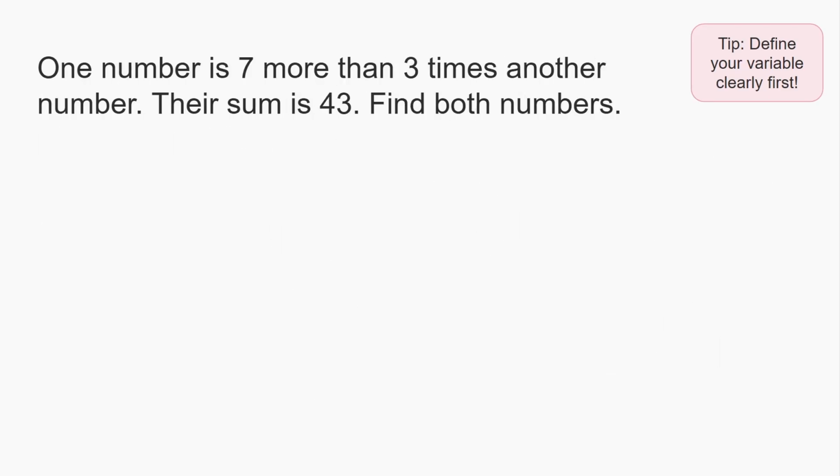For this question, we have one number is 7 more than 3 times another number. Their sum is 43. Find both numbers. So here we have two unknown numbers, and it can sometimes get a little bit confusing which number you're referring to when you solve for the equation. So why don't we make two variables, and we can have x be the small number and y be the large number.